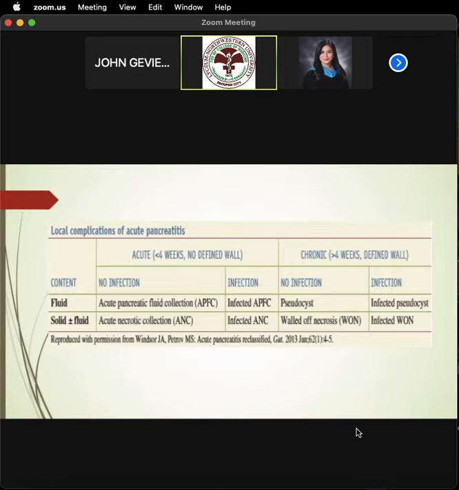If it's already more than 4 weeks, you could see a defined wall of the necrosis. Okay, the fluid collection is already called pseudocyst. It's no more called an acute pancreatic fluid collection. It is already called pseudocyst. Okay, class. And the solid necrosis combined with fluid is already called walled off necrosis because it already has a defined wall. That's why it is called walled off necrosis. It's no more called an acute necrotic collection.